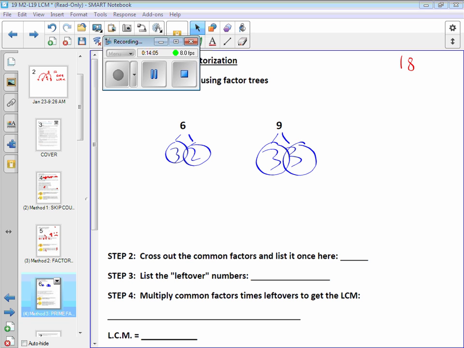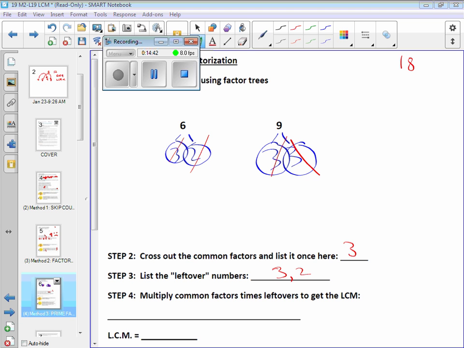All right. We'll start off like we normally do GCF. What do you see that's in both trees? 3. Okay, cross it out, but list it once. What else? Anything else? No. Okay, what's not crossed out are called your leftovers. List the leftovers here. Every time you list it now, cross it out though. Cross it out up there.